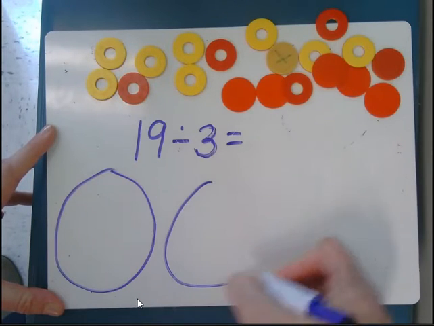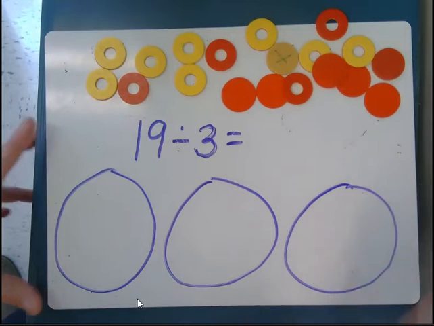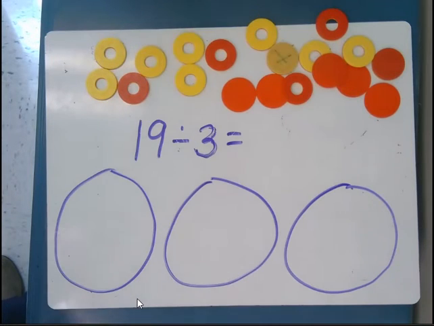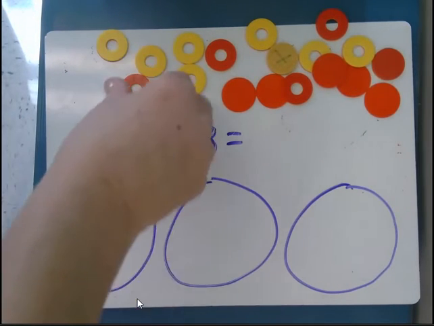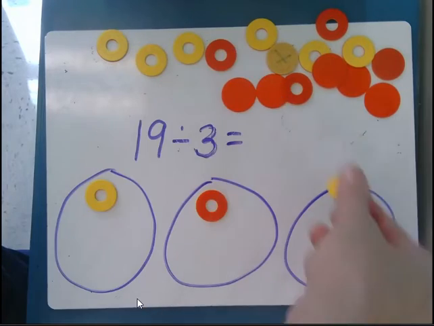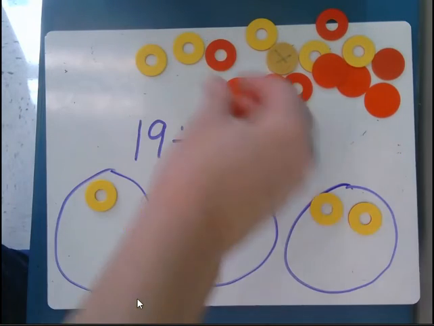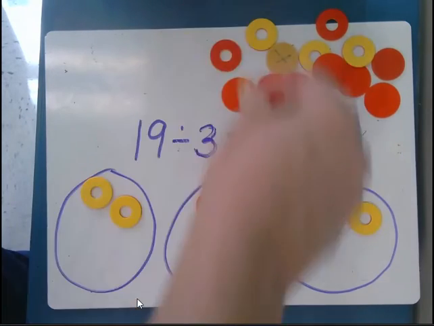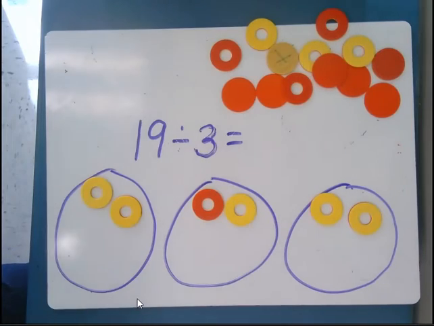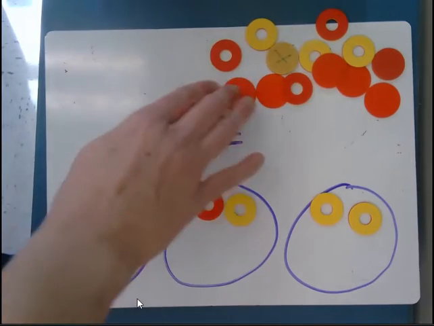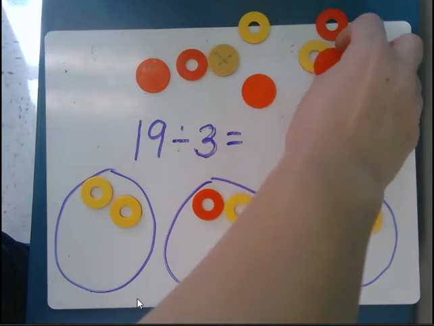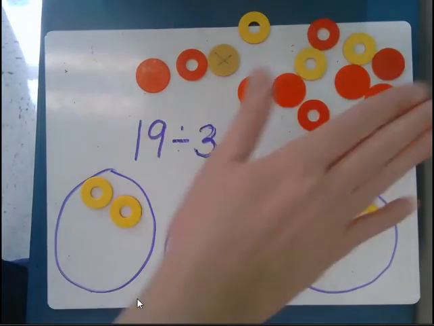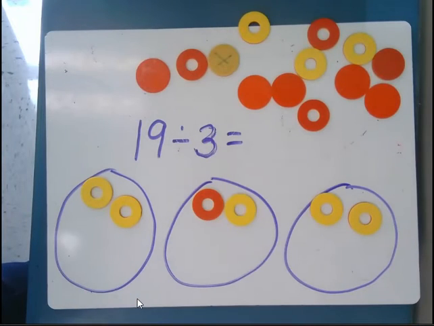1, 2, 3. And you probably remember back in 3rd grade when you were dividing, you would share equally one at a time. 1, 2, 3, 4, 5, 6. Notice that I have 2 in each circle. I also noticed I have a whole lot of markers here. So maybe rather than sharing one at a time, I definitely have enough to share more than that.